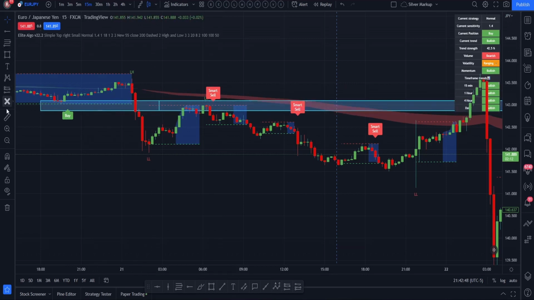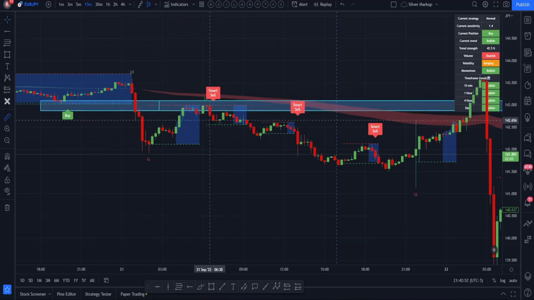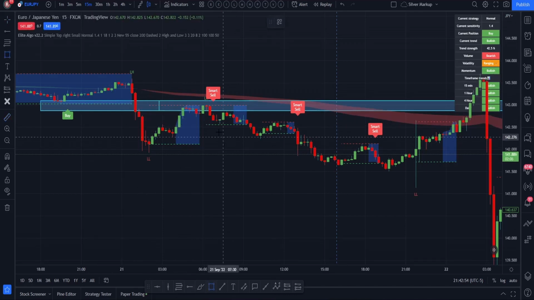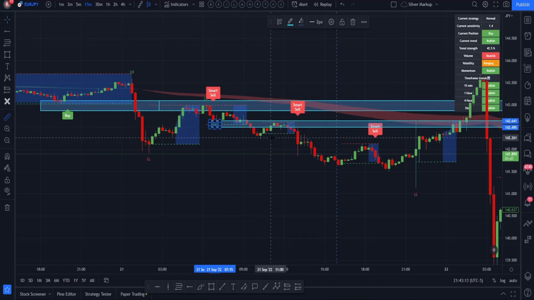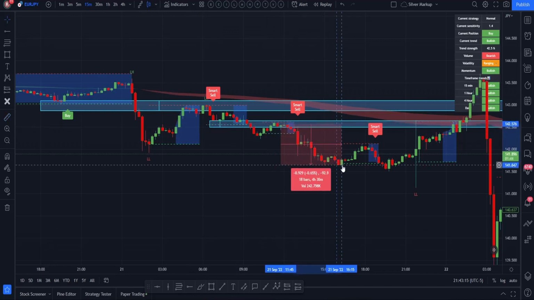So, you're looking at another example. You have this area right here. It breaks out. You got a lower high and a smart sell within that consolidation zone. That's great. And then price comes back into that zone. You get your bearish close. Whether you use that or the higher one, either one would have been fine. And you would have had a good area to play from.